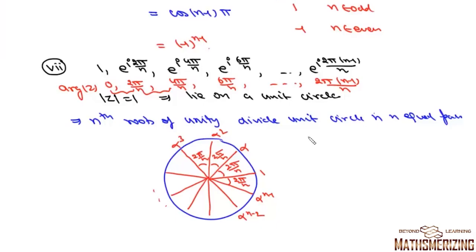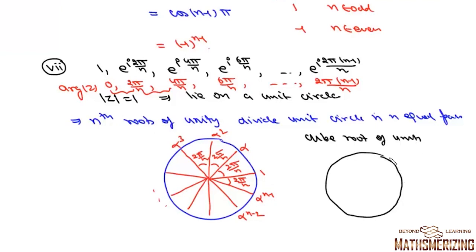Suppose we have cube root of unity. So cube root of unity, they'll divide this unit circle in 3 equal parts. Now one of the roots is 1. Now 2 pi by n is 2 pi by 3. So these 3 roots, they'll divide this unit circle in 3 equal parts. Now this is 2 pi by 3. This angle is also 2 pi by 3 and this is also 2 pi by 3. This is 1, omega, omega square.